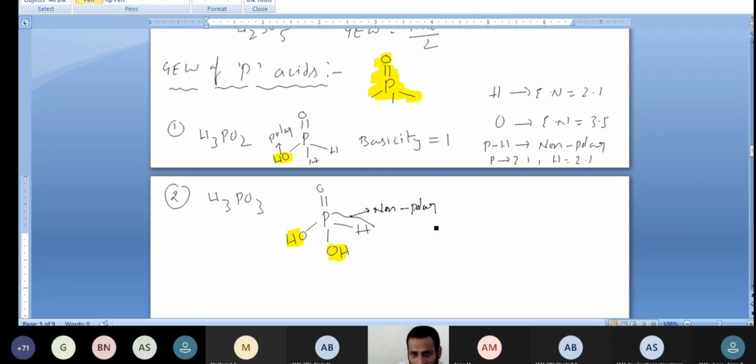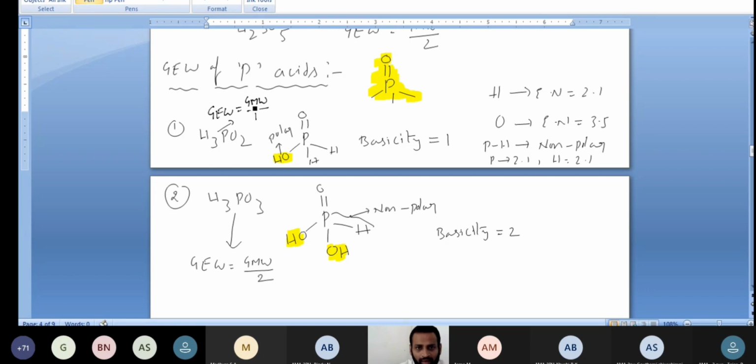So for H3PO3, what will be the basicity? Here the basicity will be 2. For H3PO3, what is the gram equivalent weight? Gram molecular weight by 2. But in H3PO2, what is the gram equivalent weight if asked? Gram equivalent weight is equal to gram molecular weight by 1. Got it clearly? So in H3PO2, it is gram molecular weight by 1. For H3PO3, it is gram molecular weight by 2.